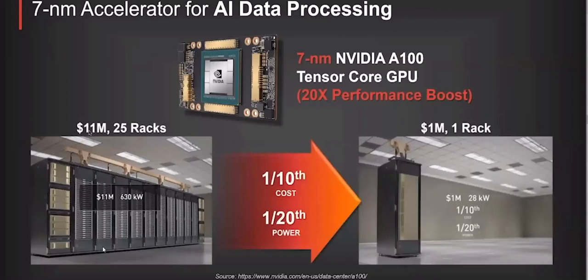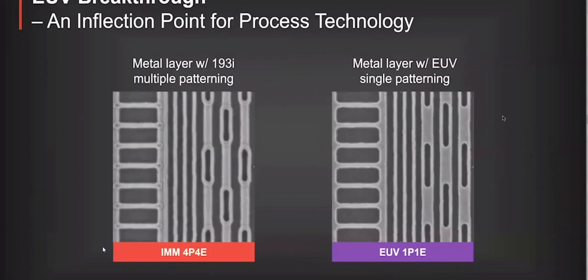The system, which costs $11 million for a server farm, will cost only $1 million, only one rack. And this one will spend 30 kilowatts, this one will spend 28 kilowatts. So the advantage, if we use the NVIDIA Tensor Core GPU, if we improve it by 20, you can see that is a significant reduction in cost and really great performance. So this is the way to go.